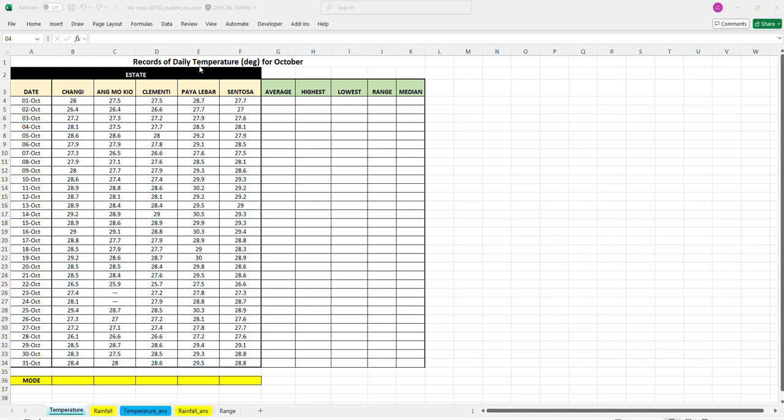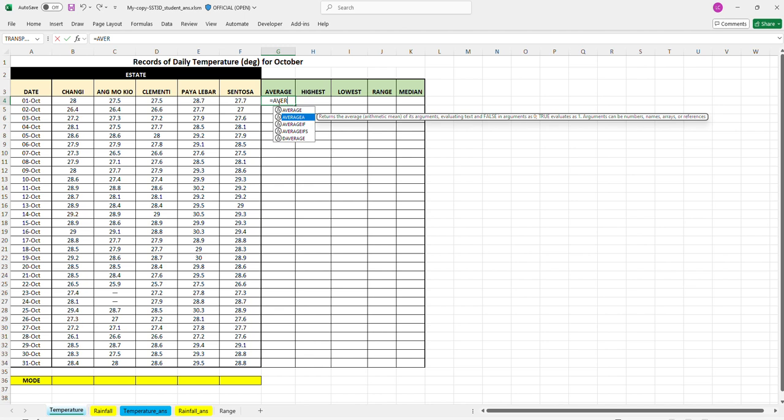This is the records of daily temperature for October. We want to find the average for today's temperature on 1st of October. So we can use the formula average, and we click the cell ranges here where we want to find the average temperature for 1st of October.